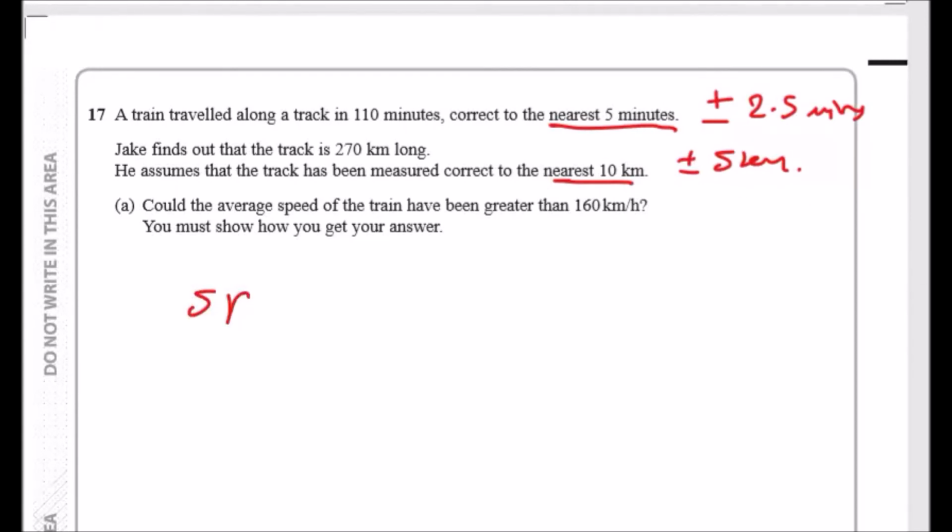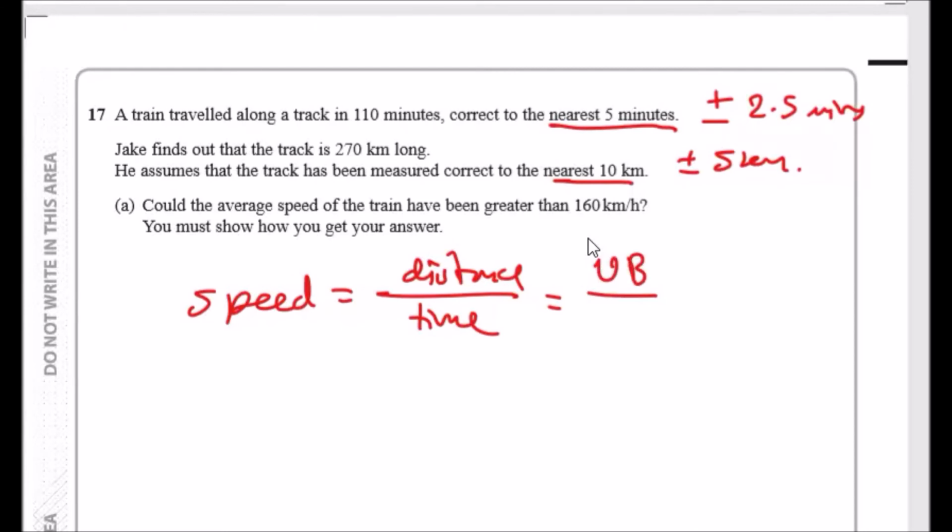The average speed formula is always distance over time. Now, the way this works, the greatest ratio is always going to be the greatest value for the top half of the fraction, so the upper bound of the distance, over the lower bound of the time. The reason why is because the smaller the value on the lower half of the fraction, the greater the overall result will be. So you want to maximize the top, minimize the bottom to get the greatest upper bound of speed.